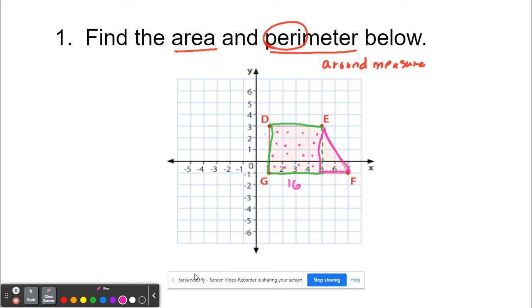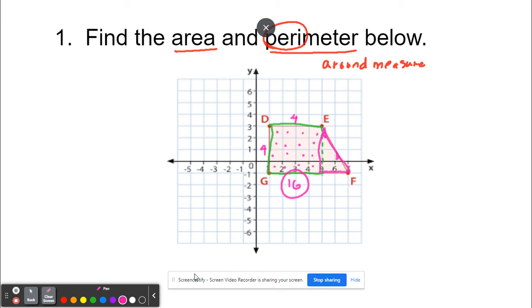But much faster than that, you can see that the length of this side is 4. The length of this side is 4. 4 times 4 is 16. So that was really fast. On a triangle, I really can't count the squares because I have a square here and a little part of a square here.